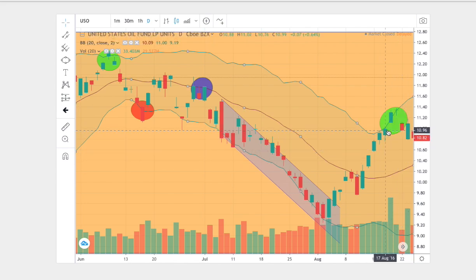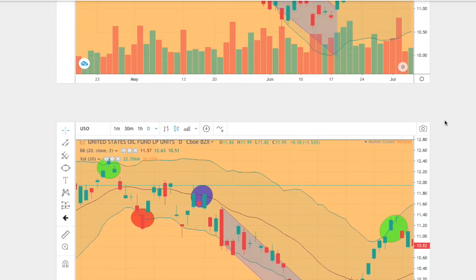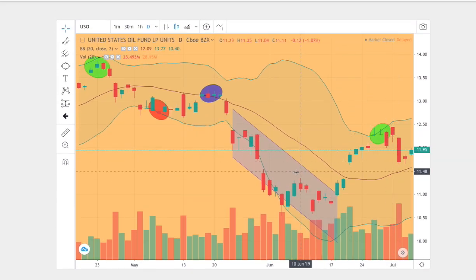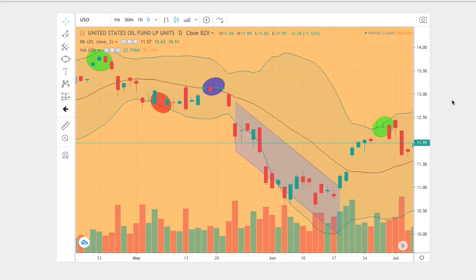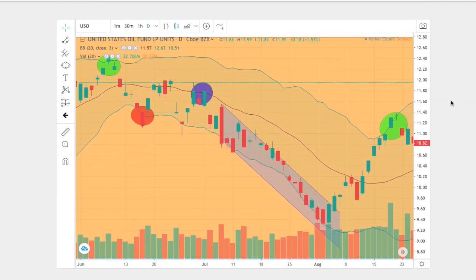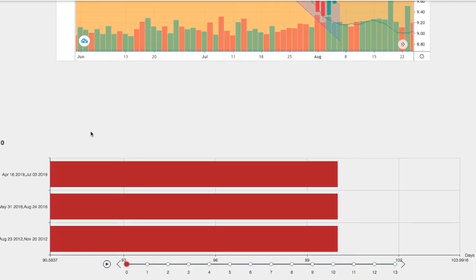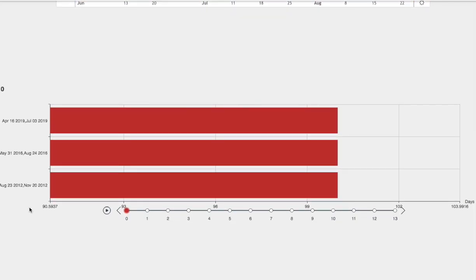So what we have is 1, 2, 3, 4, 5 points. We also have 1, 2, 3, 4, 5 points. So there's reason to believe that the trends and patterns are the same. The outcome and forecast would also be the same. So let's head to the forecast model.